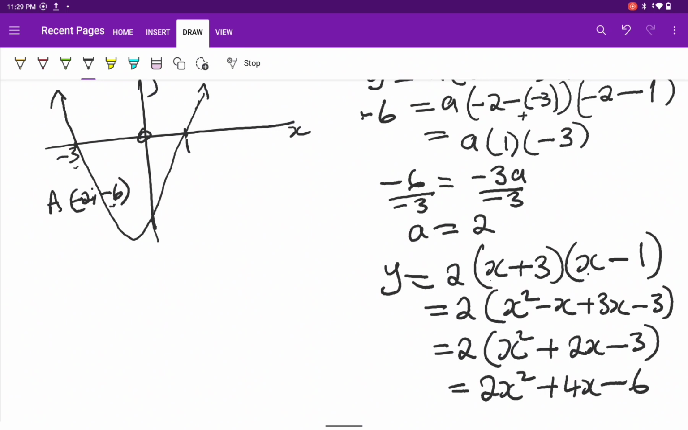Right, there we are. So we saw how to calculate the equation of a parabola when we are given the x-intercepts. We have the x-intercepts, which are -3 and 1, and any other point. Now let's look at the situation where we are given the turning point.